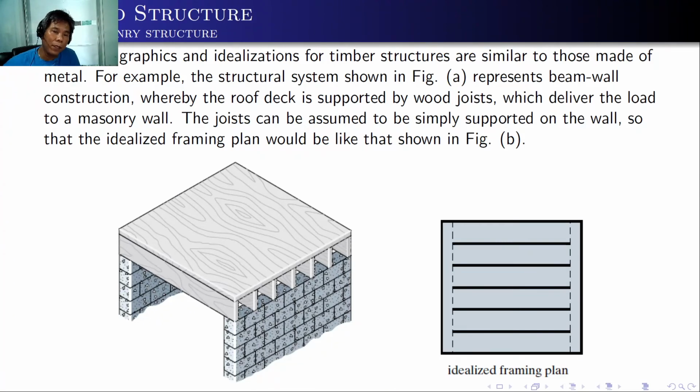For a timber and masonry structure, structural graphics and idealization for timber structures are similar to those made of metal. For example, the structural system below represents a beam wall connection whereby the roof deck is supported by wood joists which deliver the load to a masonry wall. The joist can be assumed to be simply supported on the wall so that the idealized framing plan would be like that on the right hand side figure.